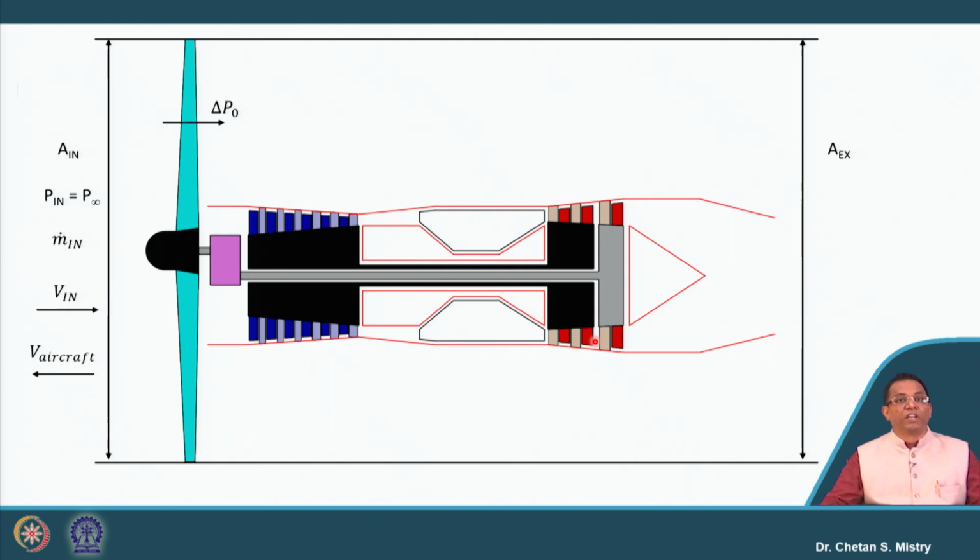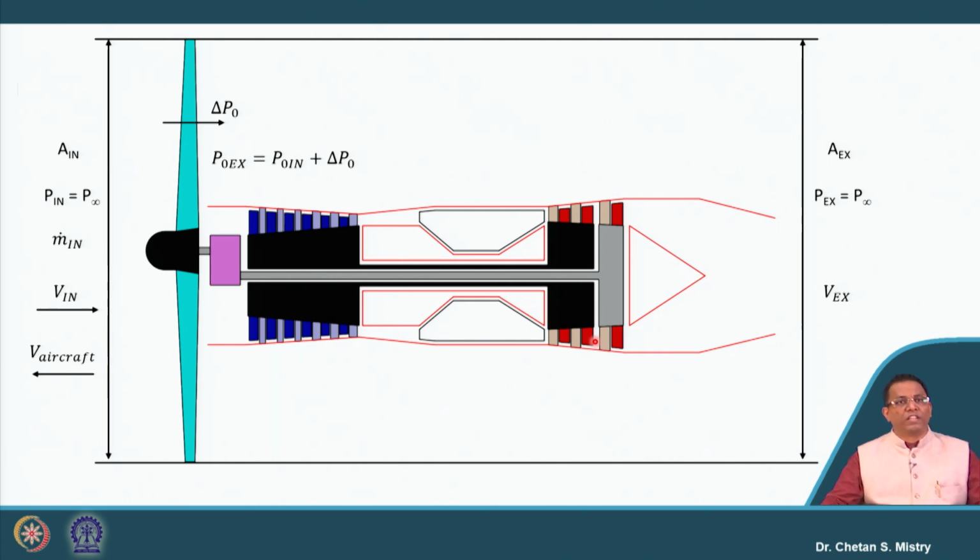Here, the propeller is exchanging energy, and we represent that in terms of delta P0. This delta P0 is nothing but the total pressure rise happening across our propeller. So the exhaust total pressure from the propeller is P0 in plus delta P0. This delta P0 is the designer's choice. At the exit we have the exit pressure P exhaust, which is also atmospheric pressure, and we have the exhaust velocity, which we represent as V exhaust.